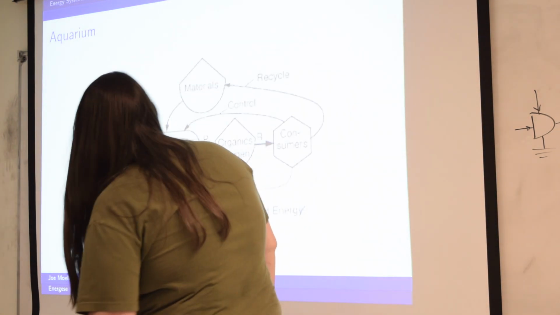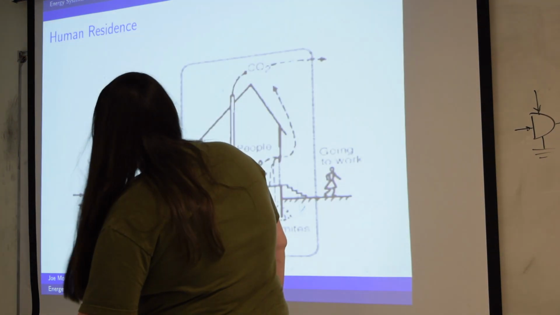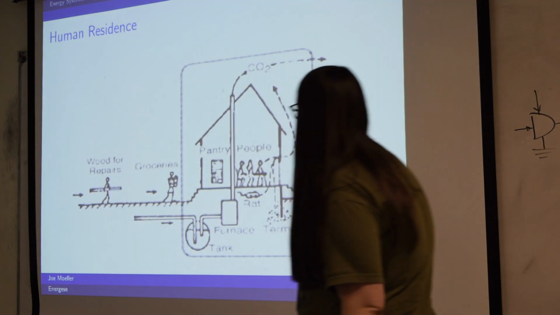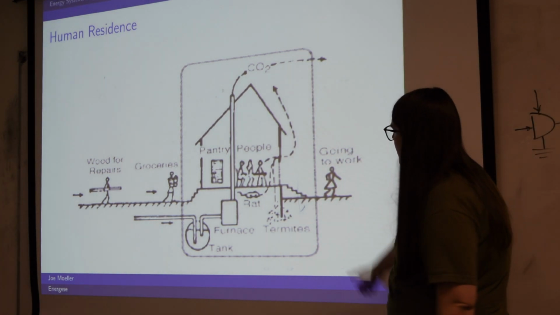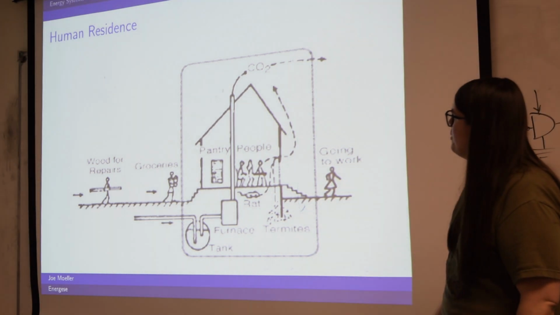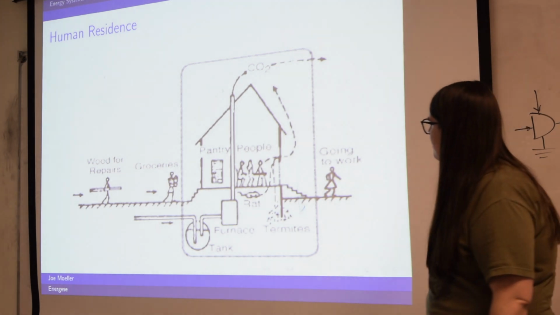So, erase that one. Now here's a new one, a completely different example. So this is a house. Human residence means house, I guess.